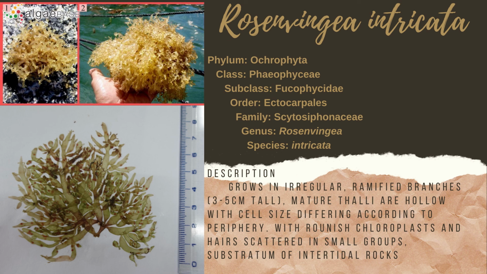Rosenvingea intricata possess a soft thallus with intricate subspherical tufts. They range from light golden brown to olive brown. They consist of hollow branches that are often fusing with adjoining branches. They are found in the intertidal zone to subtidal, on rocks, shells, and dead corals.